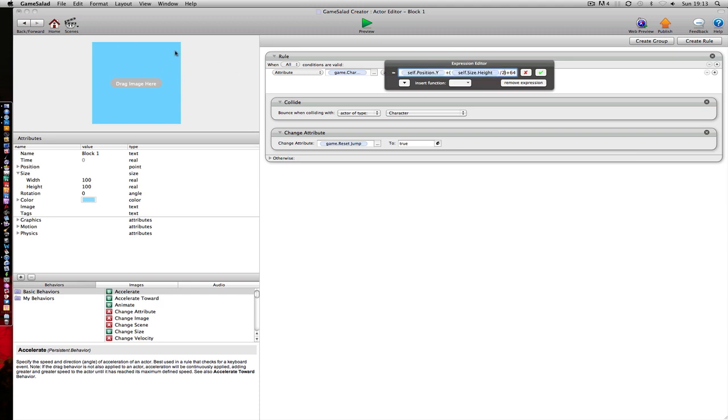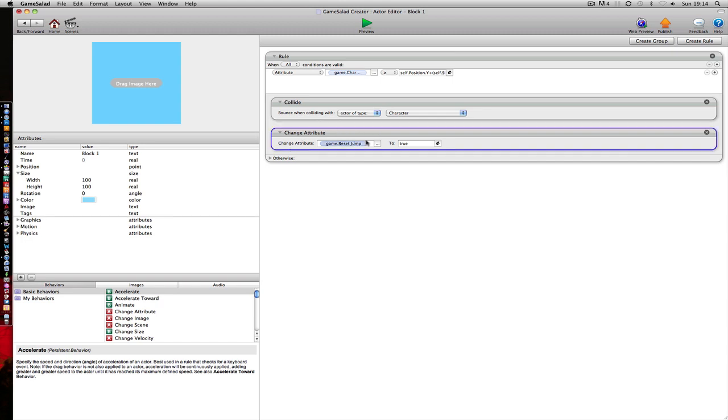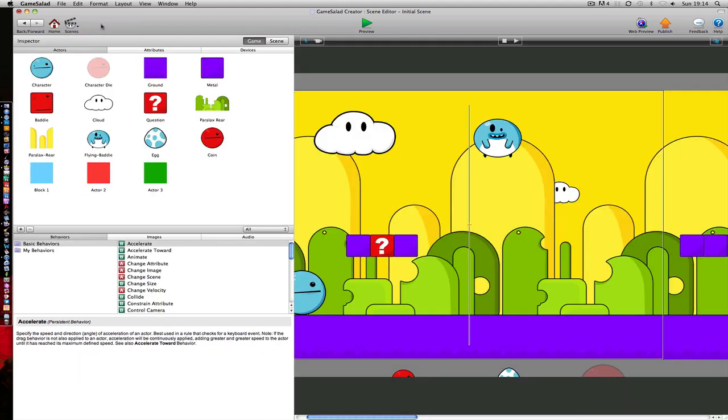But we have to take into account the size of the hero, the character. And mine is 128 by 128, so we would just half that. So 64. So just a quick recap. We've got self position Y plus open bracket, self size height divided by 2, so that takes us up there, plus, so we've got the close bracket, and then plus 64, which is half of the actor, and then just collide. This change attribute here is just resetting the jump. This is to do my double jump in my game. You don't need this.